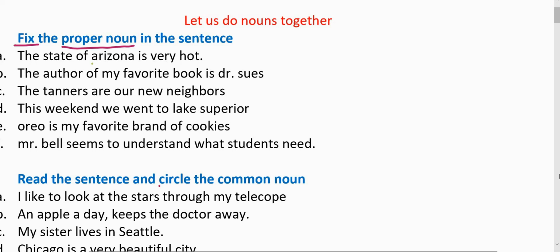Let us look at the first sentence. The state of Arizona is very hot. Can you tell me what is a proper noun? Arizona is a proper noun. I'm going to underline Arizona. Now what is a proper noun? A proper noun refers to specific people, places or ideas.